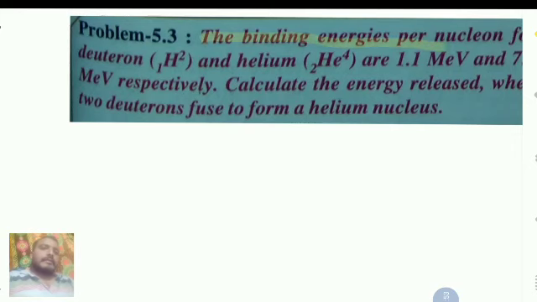The binding energy per nucleon for deuteron and helium are 1.1 mega electron volts and 7 mega electron volts respectively. Calculate the energy released when two deuterons fuse to form a helium nucleus.